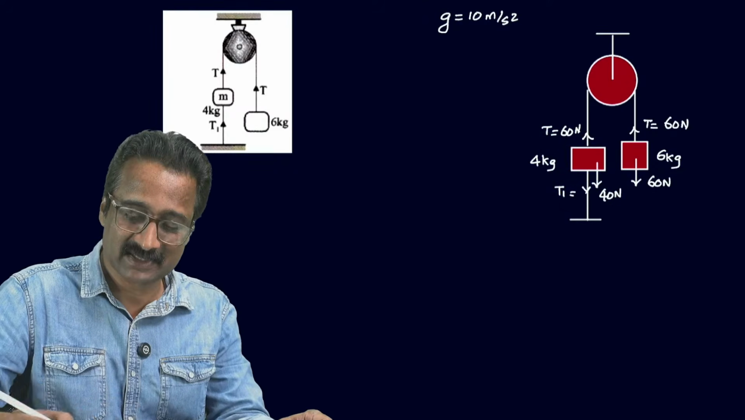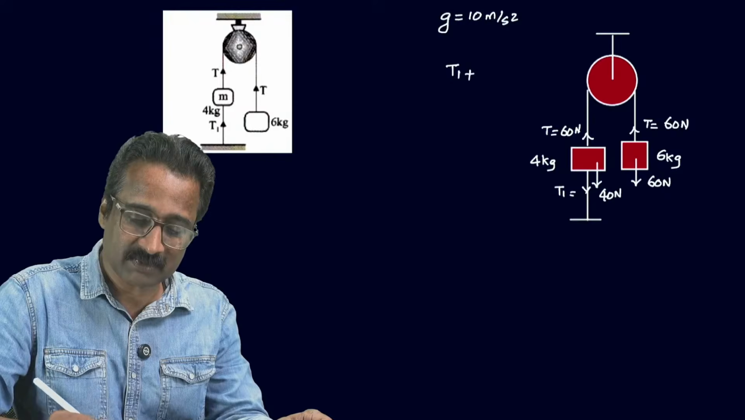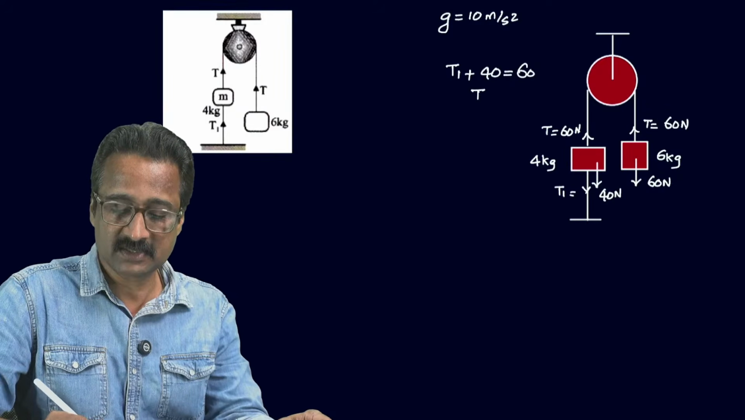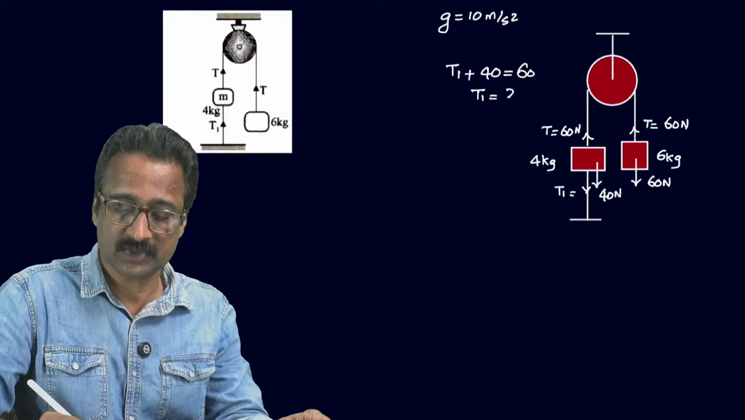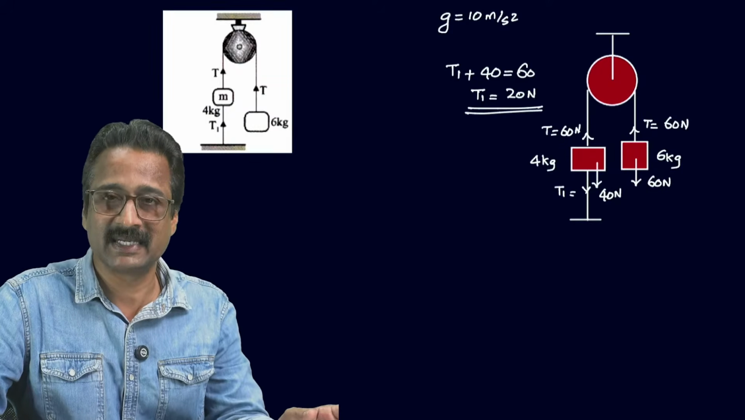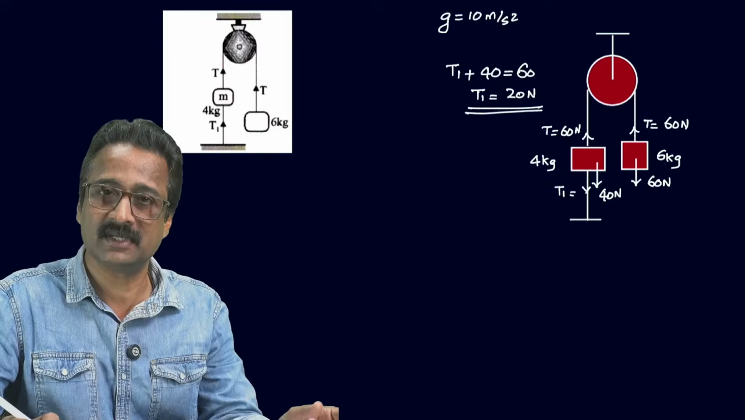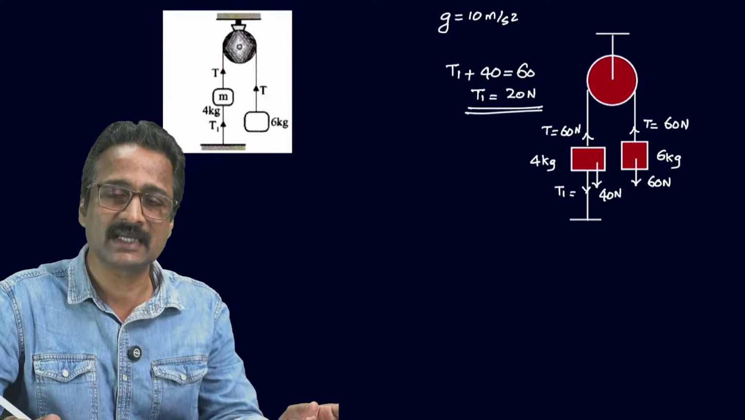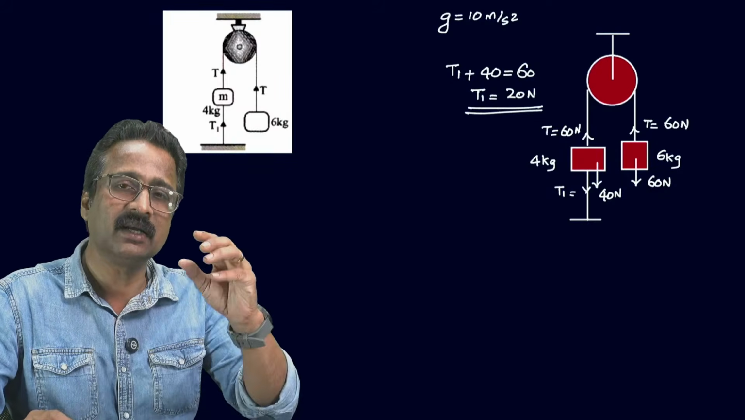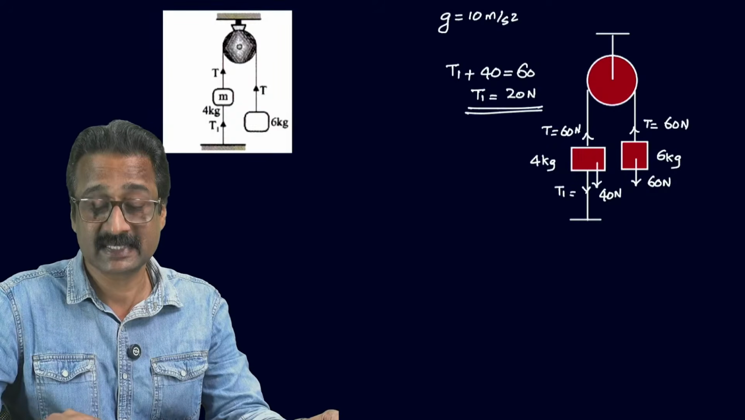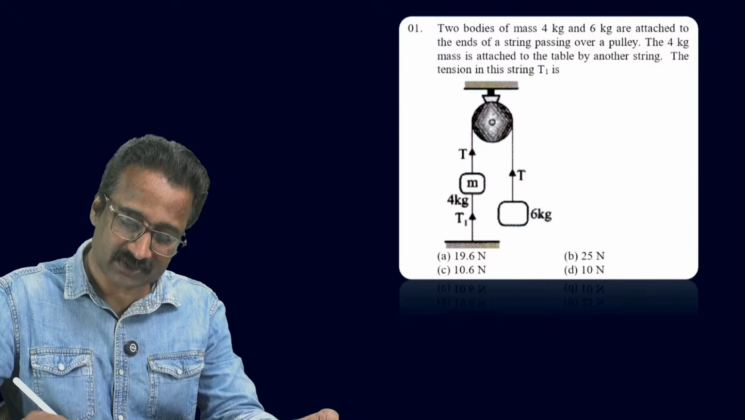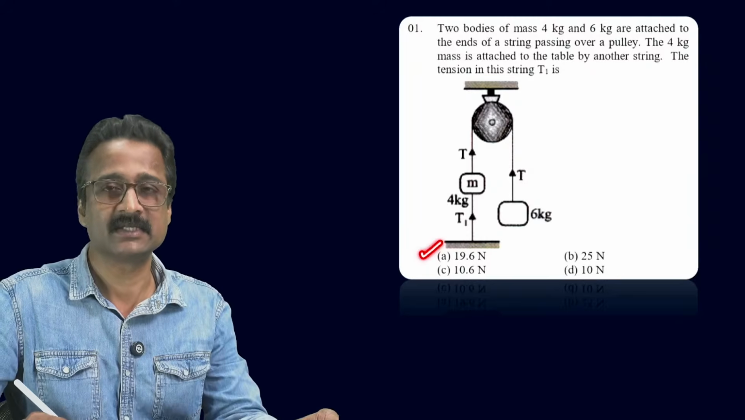So I'm writing that condition now. T1 downward plus the 40, the weight of the body, that must be equal to 60. This gives you T1 as 60 minus 40, which is equal to 20 Newton. So 20 is the approximate answer, since I have taken g as 10. But you have to take actually 9.8. So when you make accurate calculations, it will be slightly less than 20. The exact answer will be 19 point something, and your answer is 19.6 Newton. Option is A. That's the first question.